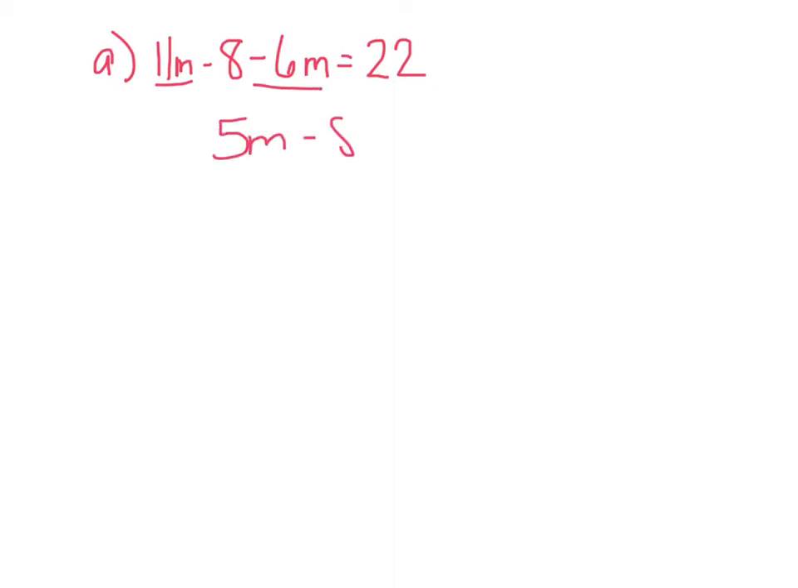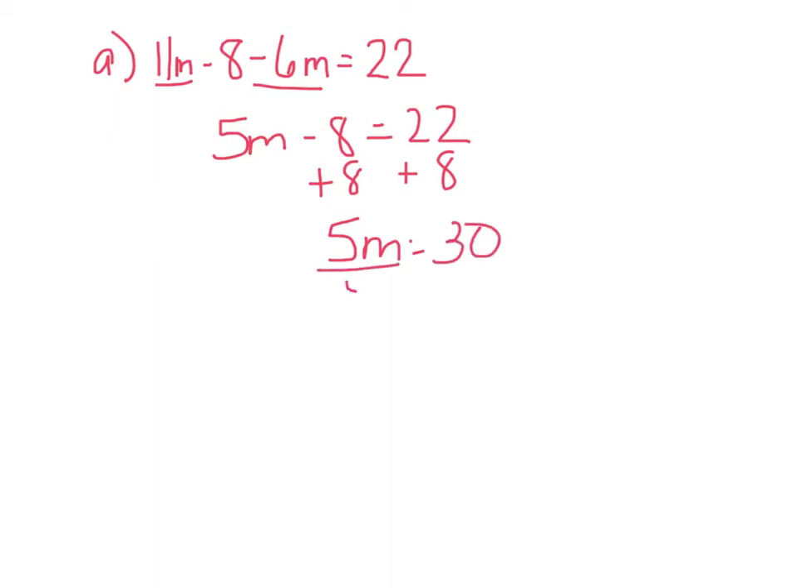So I want you to do A by yourself. Do A underneath problem 1, they got it? Do that one by yourself. If you did A by yourself, you would combine like terms, 11m minus 6m, that gives you 5m, minus 8 equals 22. You add 8 to both sides, that gives you 5m equals 30. Divide by 5, you get m equals 6, and that would be your answer.